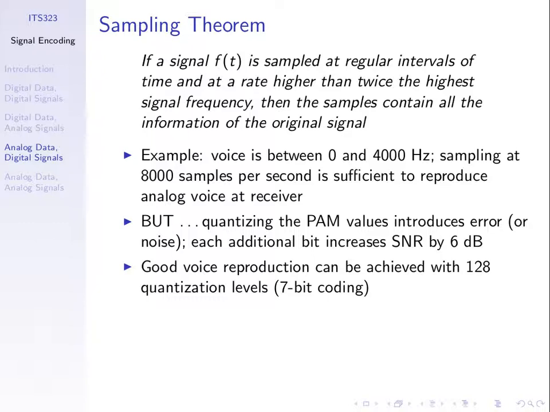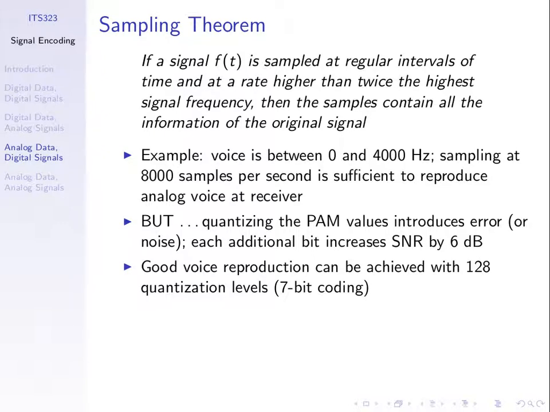Here's the example for voice. Voice is approximately between 0 and 4,000 hertz. Remember, hertz is just times per second. Per second, that's what hertz means. So therefore, we should sample at twice that rate. Sample at 8,000 times per second, or 8,000 samples per second, and that would be sufficient. If we had an infinite number of levels, when we reproduce, we'd get a perfect reproduction. That's what it tells us.